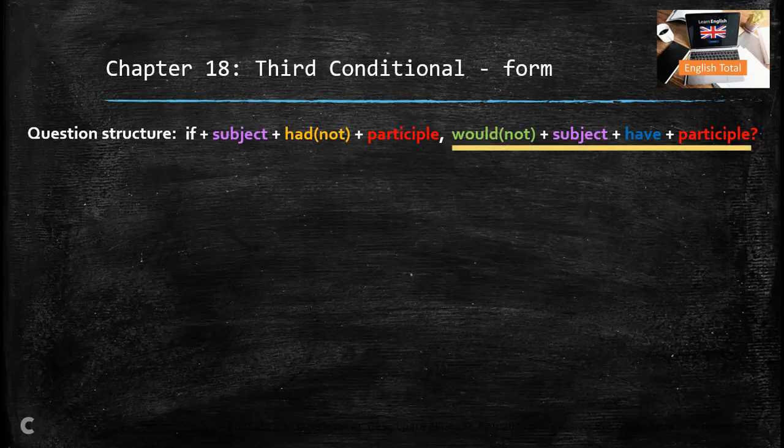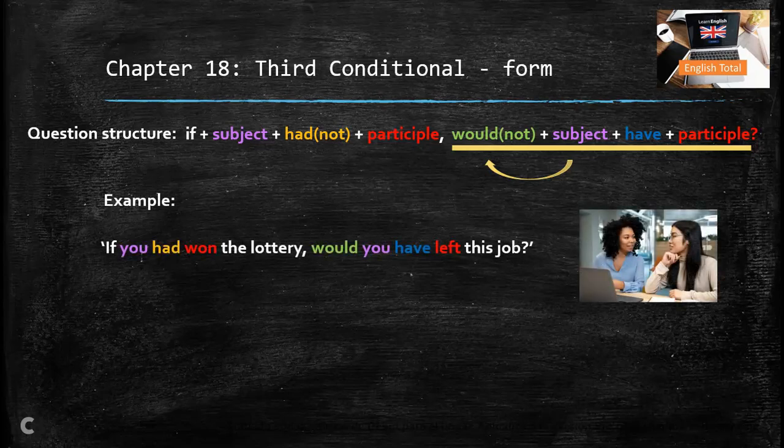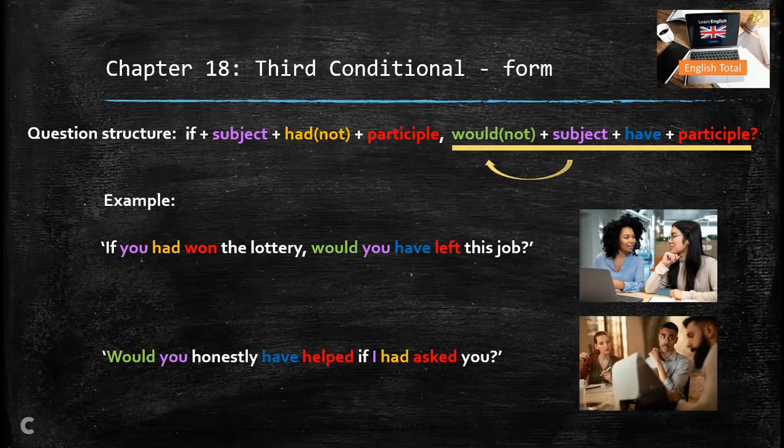Notice that now would is placed before the subject. This is the correct structure for questions. Pay close attention to these two examples. If you had won the lottery, would you have left this job? Would you honestly have helped if I had asked you? As you can see, it's possible to change the order of sentences, but pay close attention to question structure.